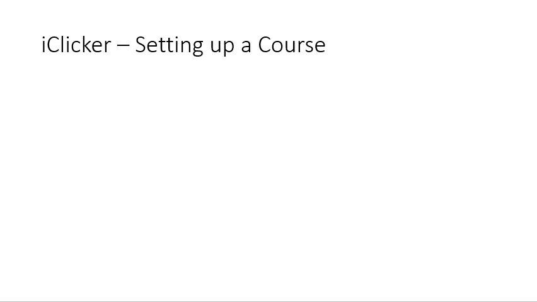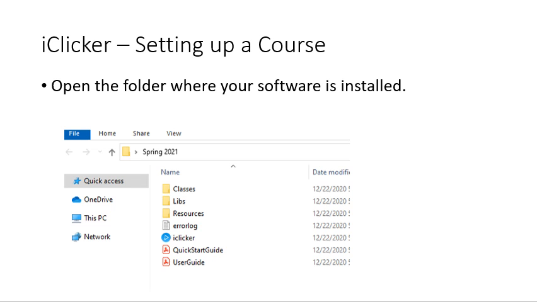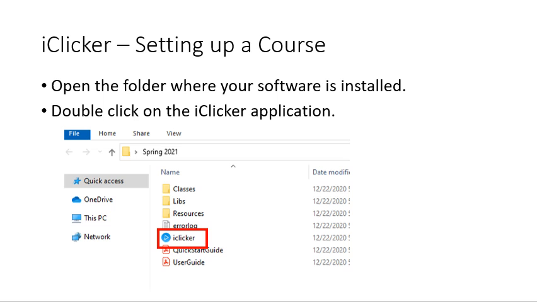To set up a course for iClicker, open the folder where your software is installed. Remember that you can give the folder any name you want and also rename it anytime. In the example shown here, the folder has been named Spring 2021. With the folder open, double-click on the iClicker application to run it.